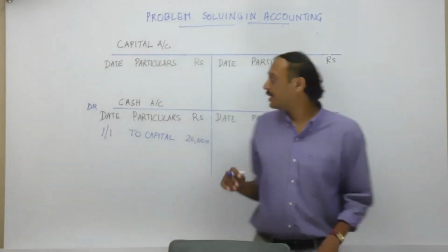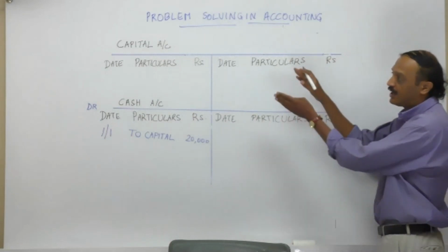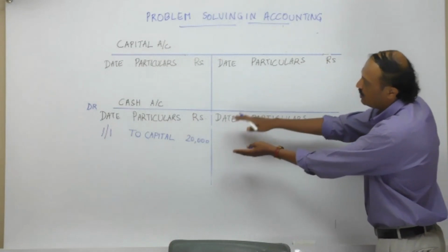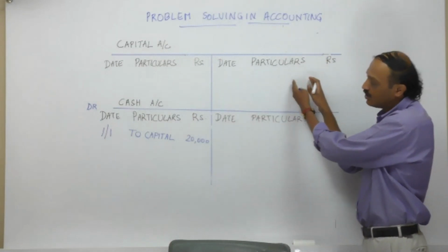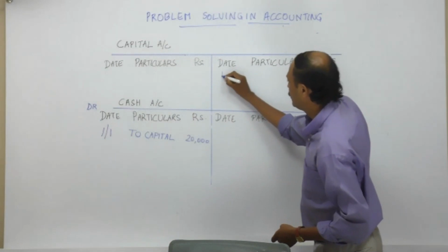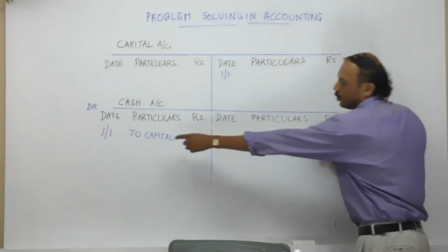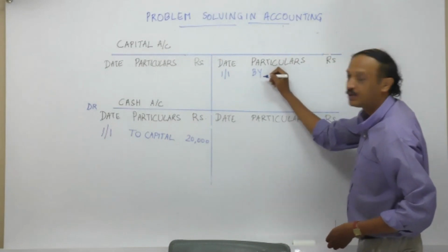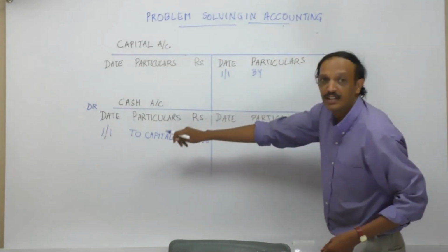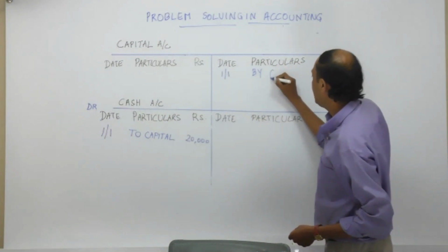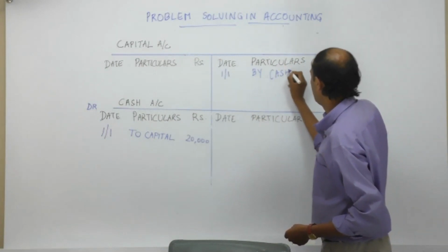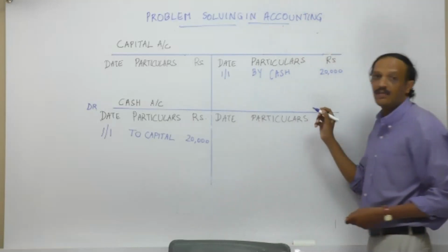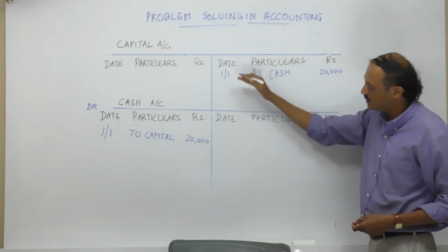Next half would be the capital account. You have introduced cash to capital. The right-hand side is the credit. You have debited the cash account. Here you need to credit the capital account with cash. Whenever you're crediting, it's always "By". If you're debiting, it's "To". You need to write "By cash", 20,000. So this is how you post a journal entry into a ledger account.